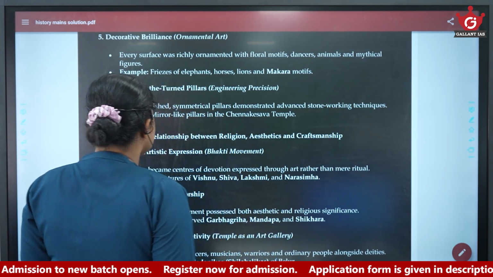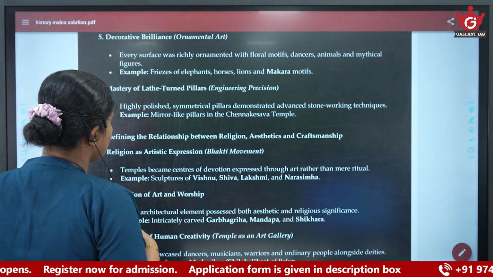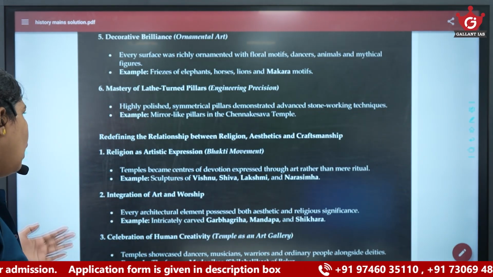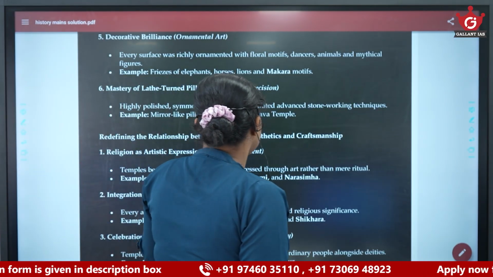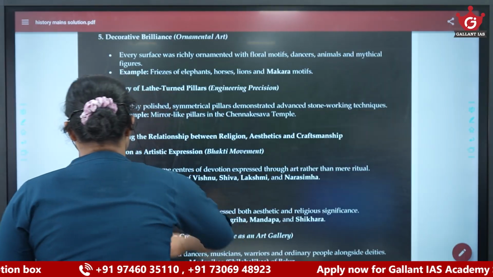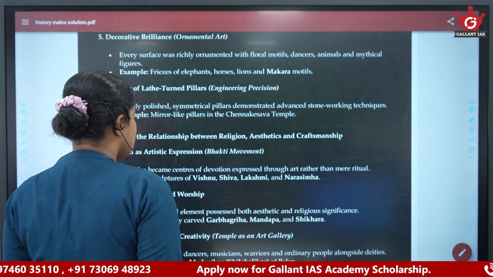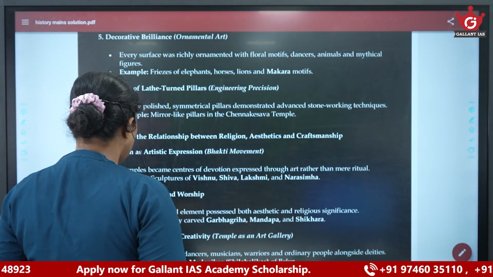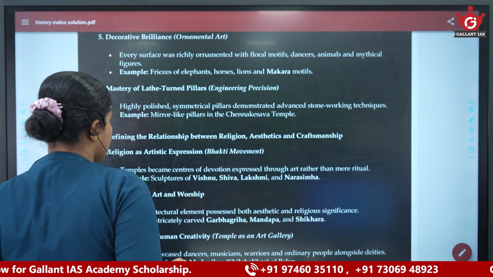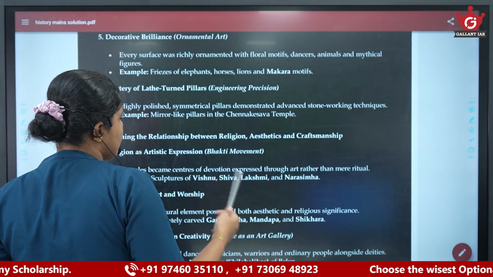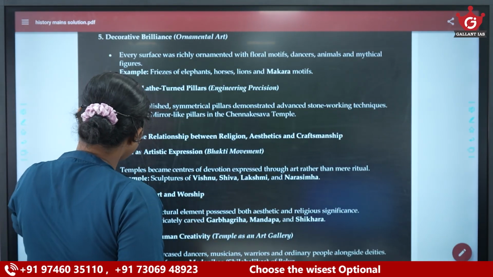Next is redefining the relationship between the next dimension. We are moving to the next part of the question, how it redefined the relation between religion, aesthetics, and craftsmanship. First one, religion as an artistic expression. You can mention about the Bhakti movement. Temples became centers of devotion. Okay, you can talk about sculptures of Vishnu, Shiva, Lakshmi, Narasimha.